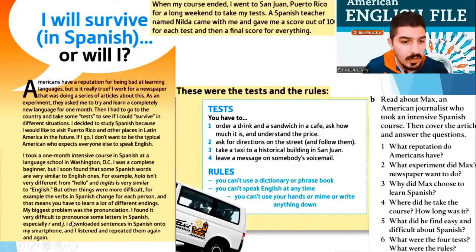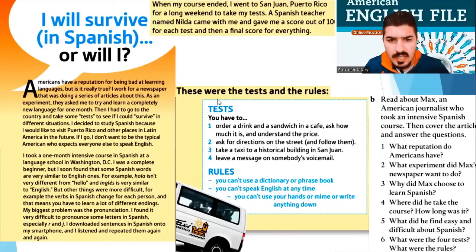I found it very difficult to pronounce some letters in Spanish, especially R and J. I downloaded sentences in Spanish onto my smartphone, and I listened and repeated them again and again. So far so good. When my course ended, I went to San Juan, Puerto Rico for a long weekend to take my tests. A Spanish teacher named Nilda came with me and gave me a score out of 10 for each test and then a final score for everything.